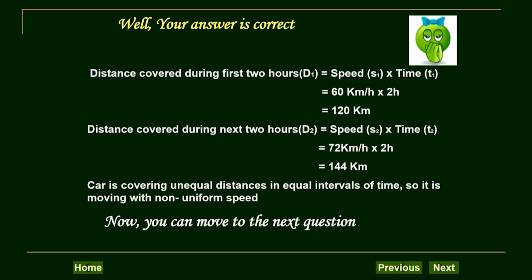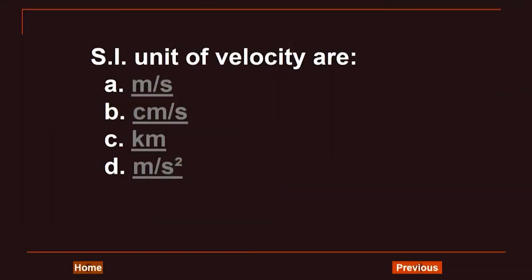Now his answer is being reinforced and the reasoning is also given why he has chosen the right answer. Now you can move to the next question. Next question: SI unit of velocity are meter per second, centimeter per second, kilometer, and meter per second square. Let us take answer A as the correct answer.